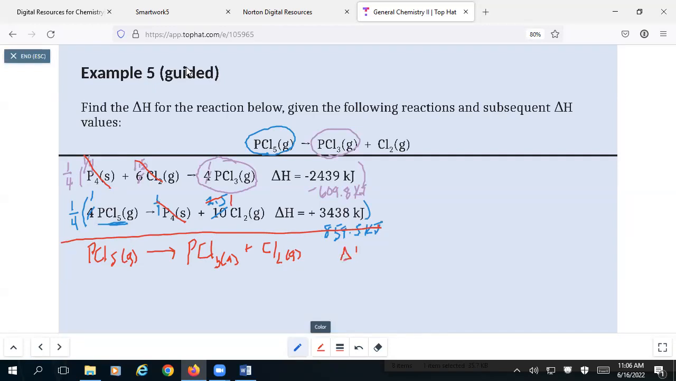Now we just need to do it from an enthalpy standpoint, add together negative 609.8 plus 859.5 and I get positive 249.7 kilojoules.